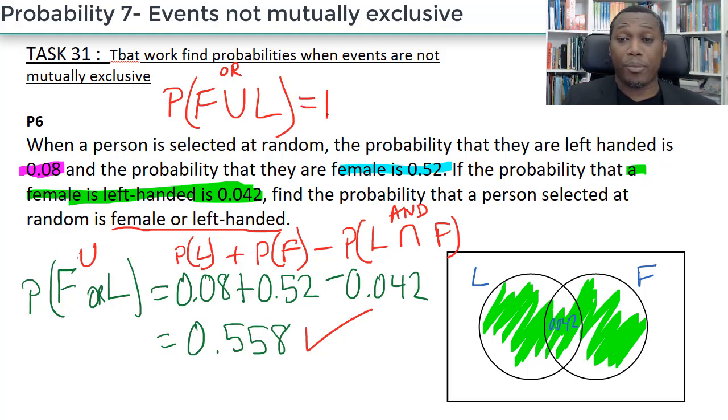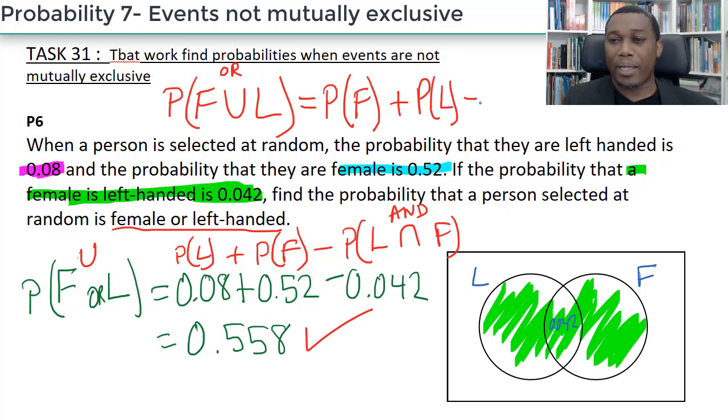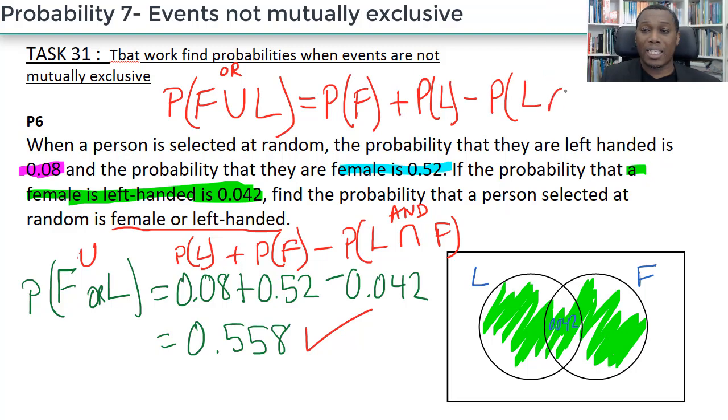The formal mathematical way for me to finish up is: the probability of F union L is equal to the probability of F plus the probability of L, take away the probability of L intersection F. And that intersection is the symbol representing the word "and". So that's your formal set notation. We've introduced that, but no need to use it. But for higher levels, you would need to be aware of it and be able to interpret it. Okay, that's it for dealing with non-mutually exclusive events.